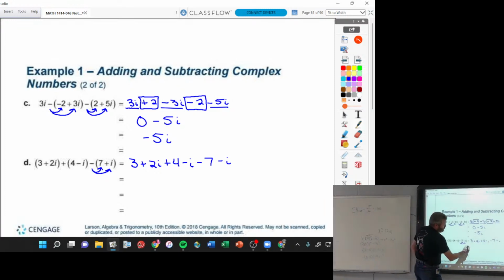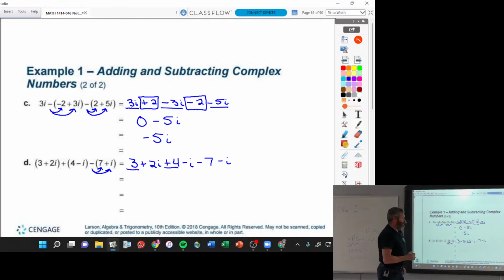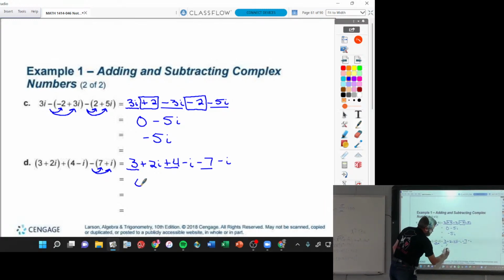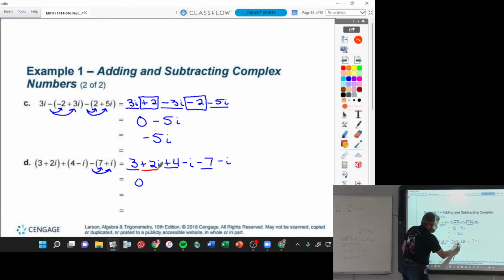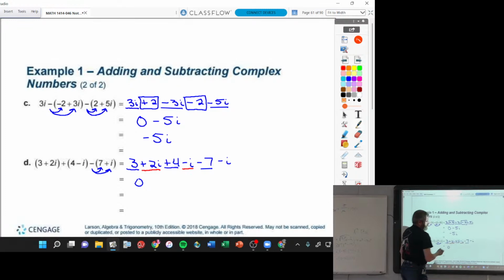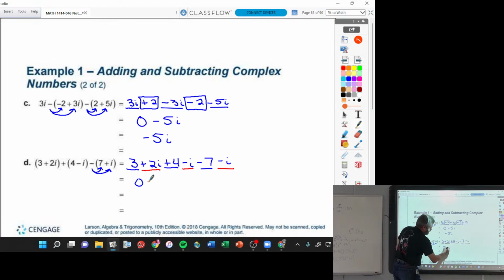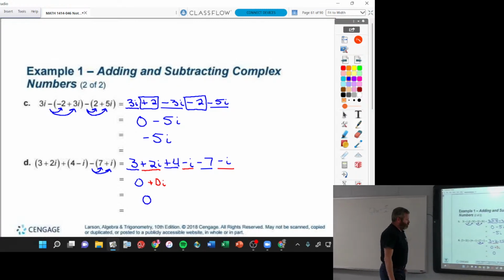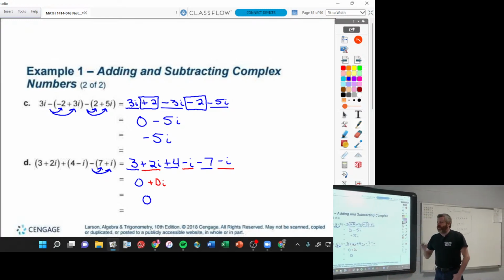Combining like terms, let's do the real part first. 3 plus 4 is 7. Minus 7 is 0. Imaginary part, I have 2i minus i, that would be i, minus i, that would be 0i, so plus 0i, or the answer to this one is 0. So adding and subtracting complex numbers, again, treat them like variables and you should be good to go.